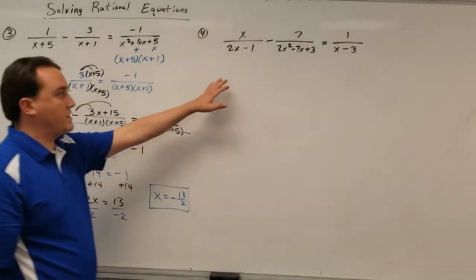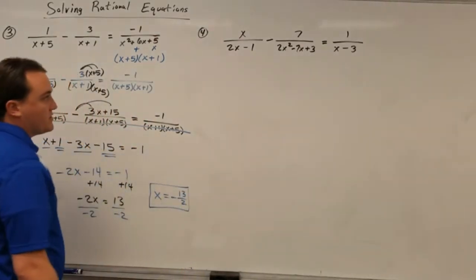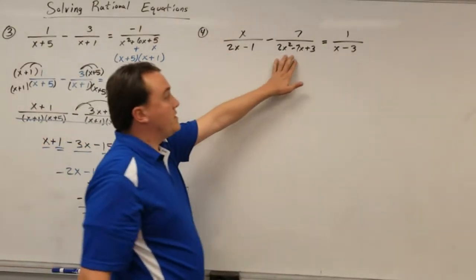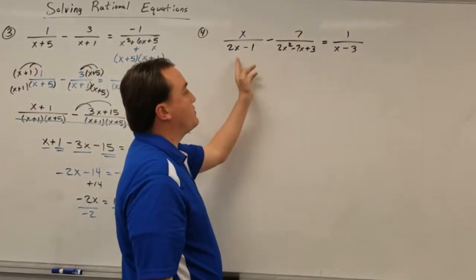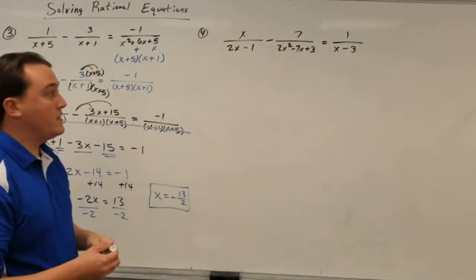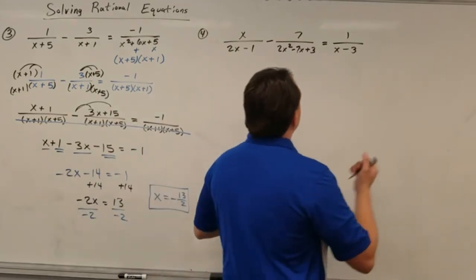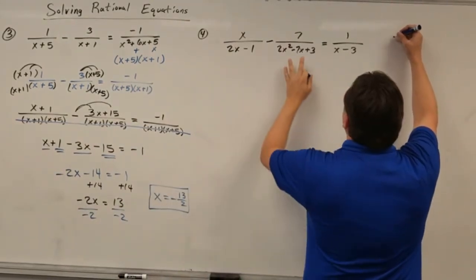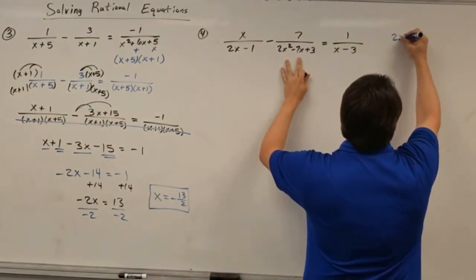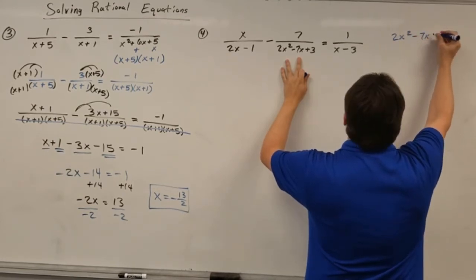So here's another example, okay? But this one's a little harder because factoring this to verify that it's made up out of these two pieces is harder. So we're going to do that first. We have 2x squared minus 7x plus 3.